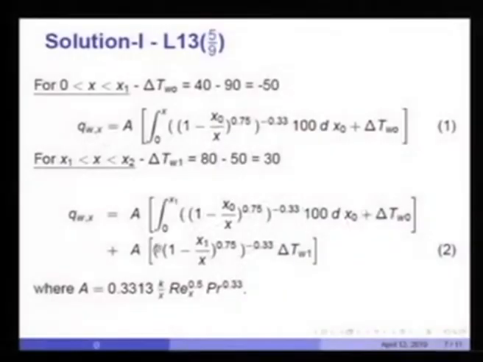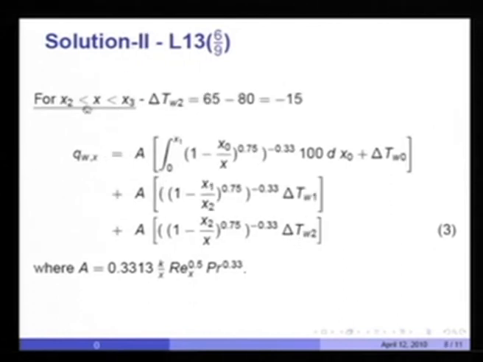So, remember there is an error here, it should be x1 to x, 1 minus x1 by x to the 0.75 dx1 plus delta Tw1. There is no error because between x1 and x2 there is no continuous variation, only a step change, and therefore, this result is correct. It is 1 minus x1 by x to the 0.75, to the 0.33, into delta Tw1. So, that is absolutely correct, and A would be as before.